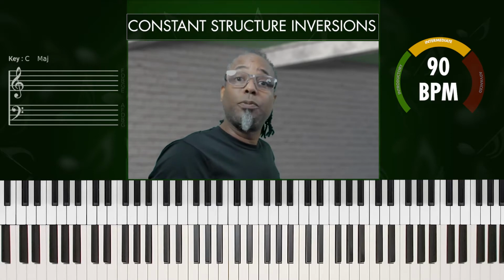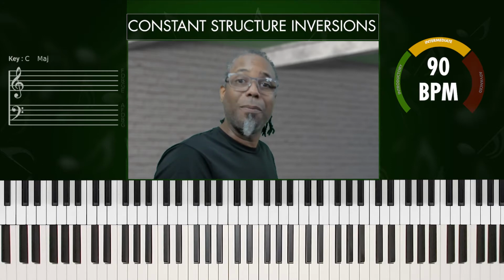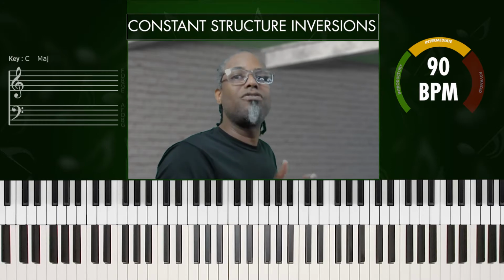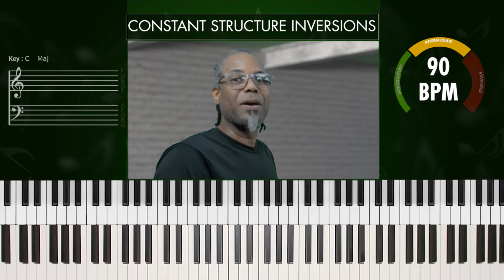Now we'll explore the constant structure concept for major seventh, minor seventh, and dominant seventh in this session using the cycle of fifths pattern. And for this, we'll only be going between the root position and second inversion to get going. We'll explore others in an upcoming session, okay?